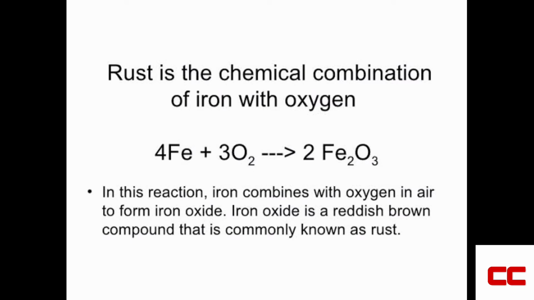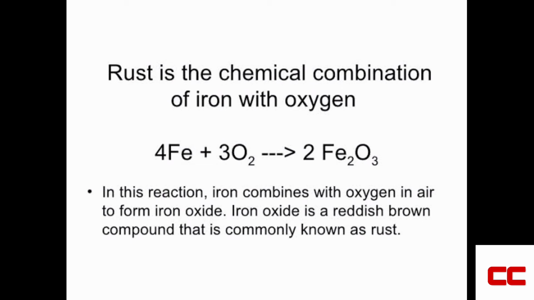Iron, which is Fe, gets combined with oxygen, which is O2. Iron's chemical formula is Fe and oxygen's chemical formula is O2. And these get combined in the air and form iron oxide. This oxide, Fe2O3, is a reddish brown compound that is commonly called rust. So this oxide itself is called rust because it is a reddish brown compound formed because of the combination of iron and the oxygen or moisture present in the air. So that is called rust.